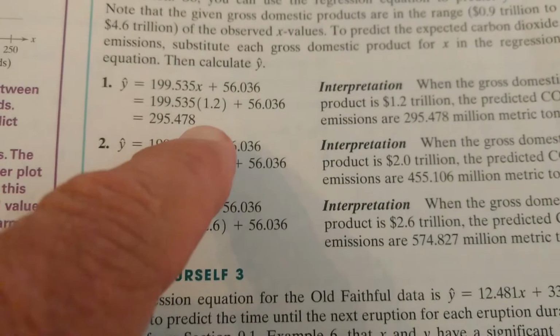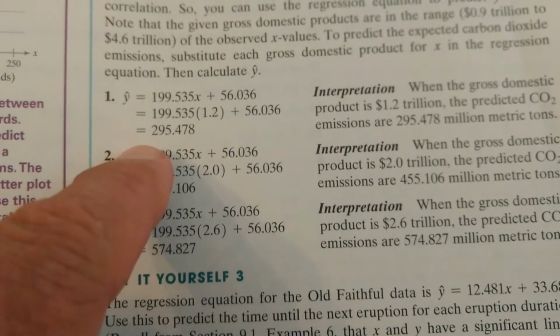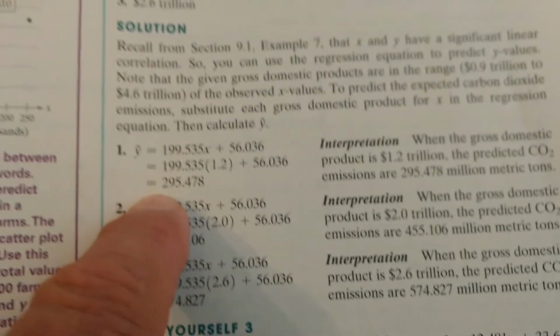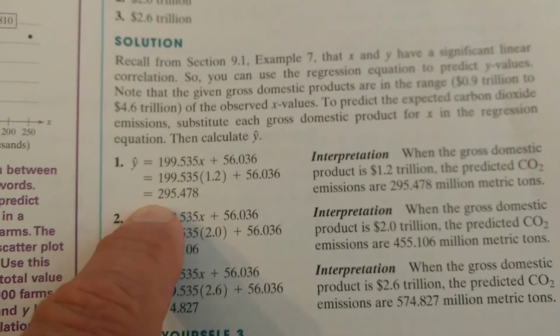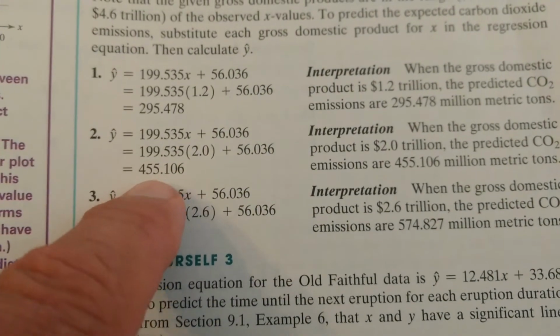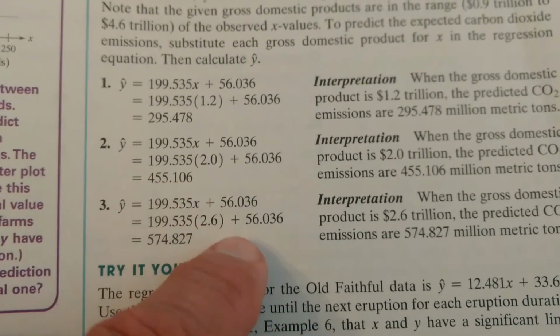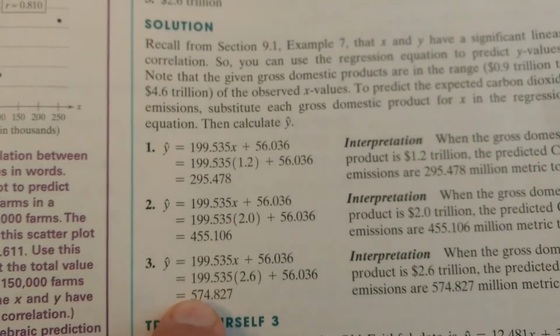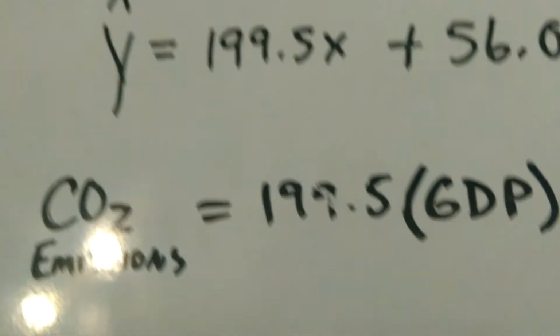So here's where we stick 1.2 in there, and we can expect 295.478 million metric tons of CO2 emission. Plug 2 in there, we get 455.106, 2.6 in for 574.827.